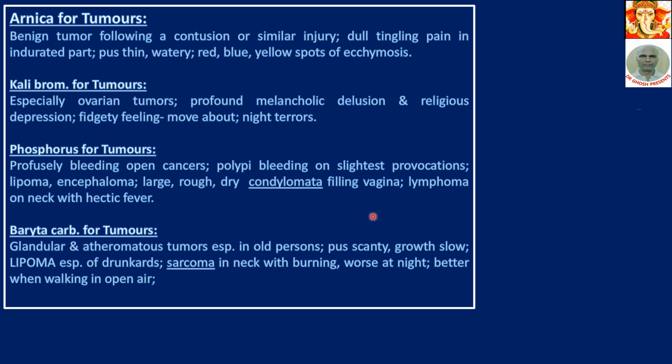Baryta carb for tumors: glandular and atheromatous tumor, especially in old person. Pus scanty, growths, lipoma especially of drunkards, sarcoma in neck with burning, worse at night, better when walking in open air. That is, Baryta carb can take up both types of tumors, benign or malignant.